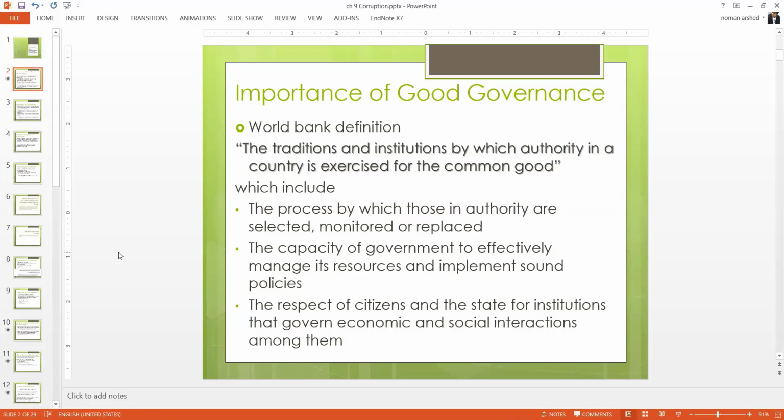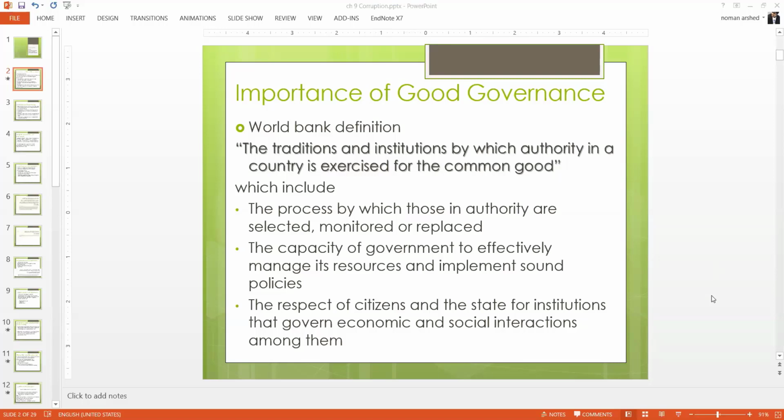So how do we do it? We create institutions whose function is to provide common or public good. So by its function, this is its definition. So what does it include? It includes the processes by which authorities are selected, monitored, and replaced.